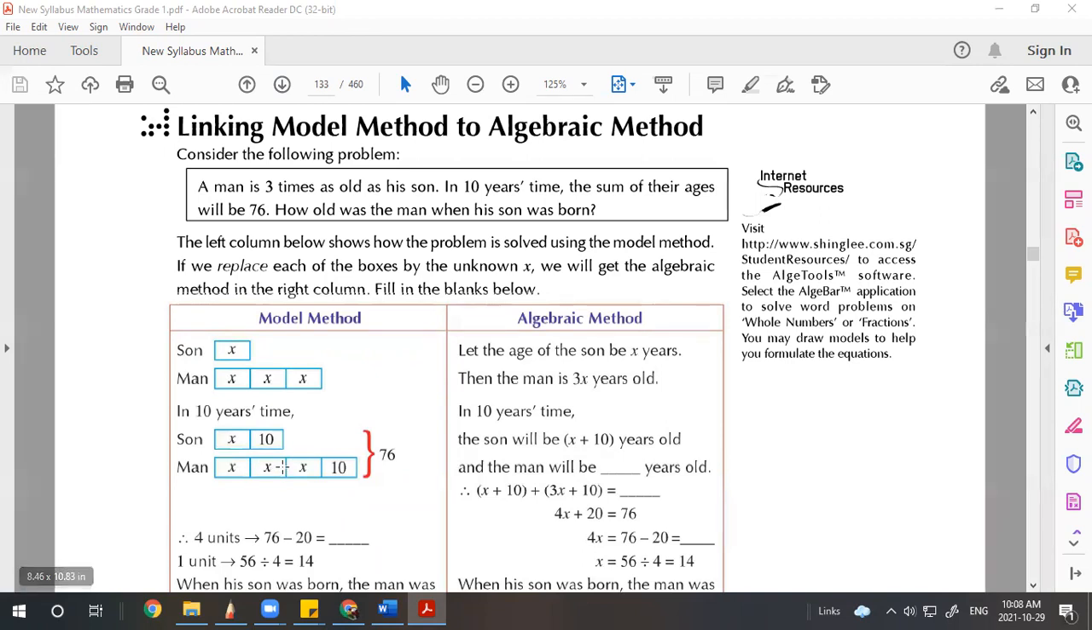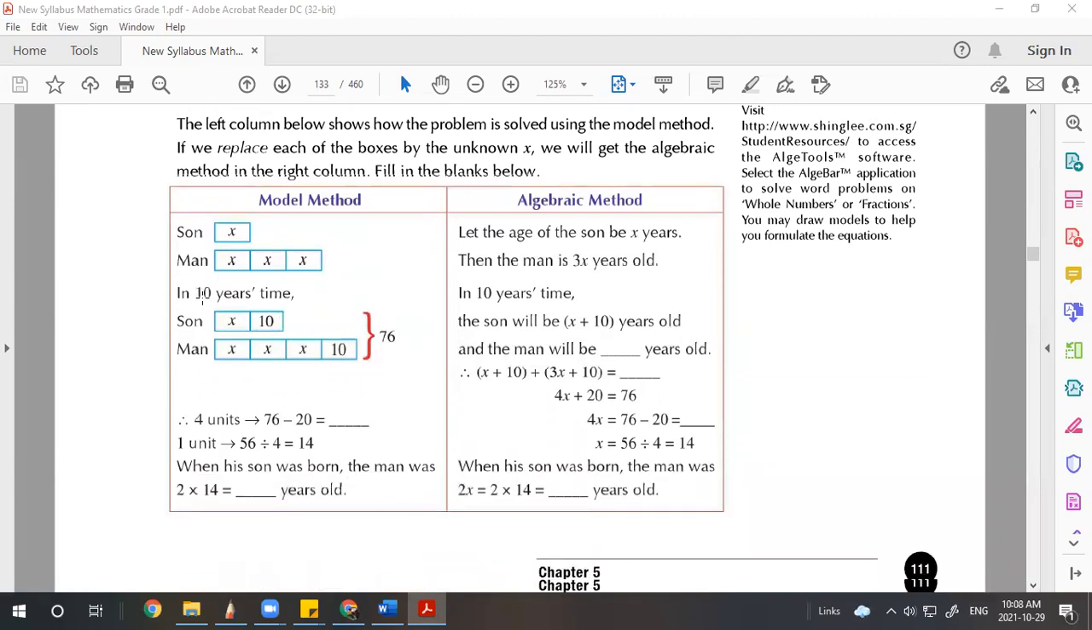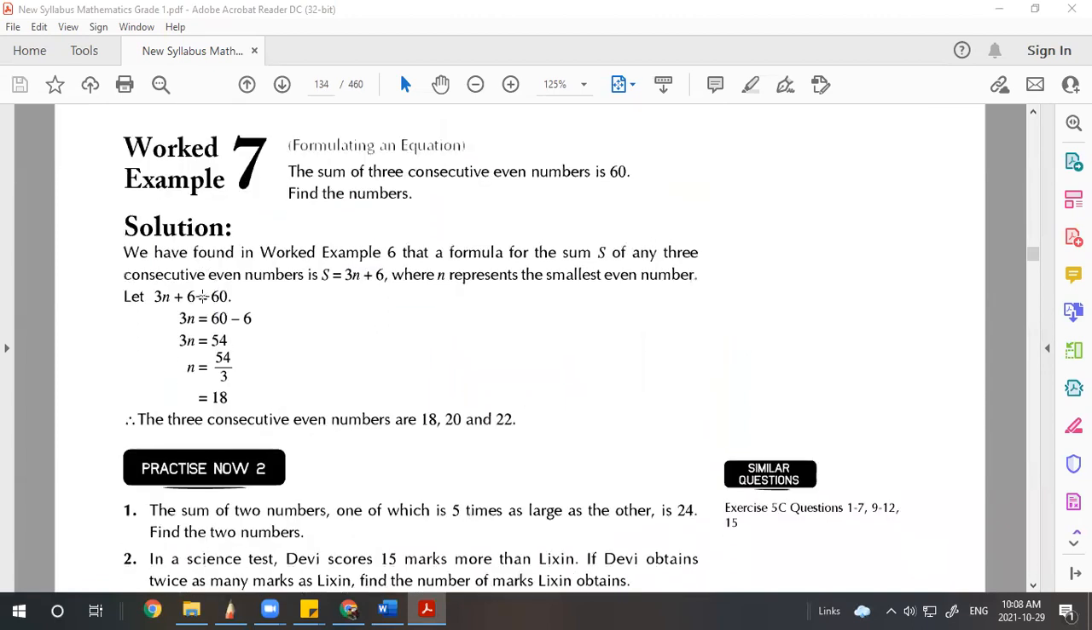So 4 units of x is equals to 76, subtract by 20, right? Why is it subtraction? Because you want to find only the 4 units, not the 10 and 10. Okay, I think this is quite complicated, but I will give you the idea about the algebraic method here.